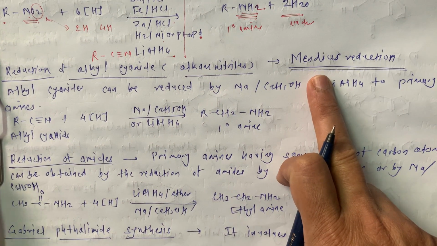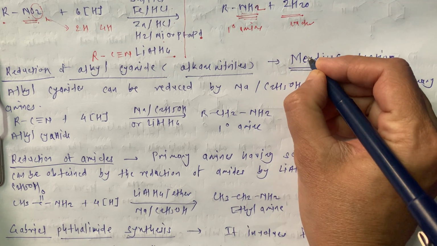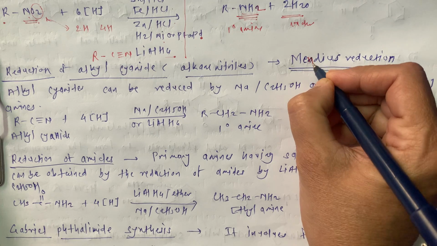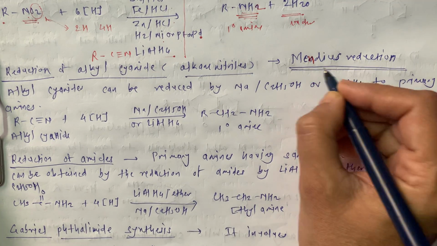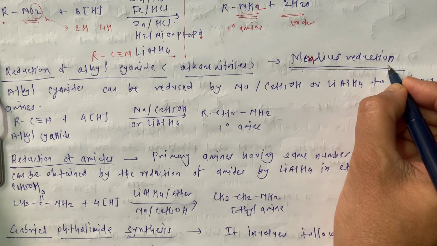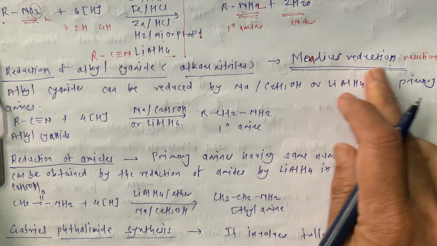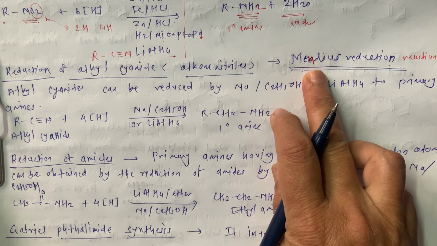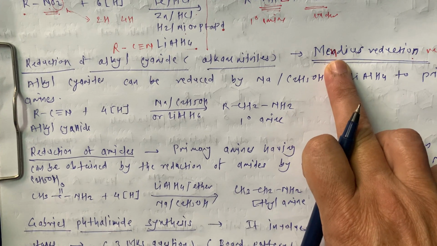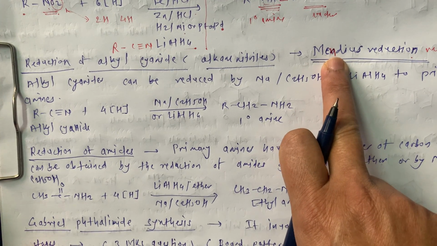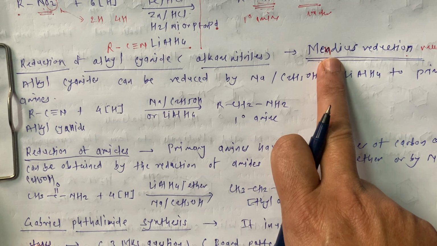This is one of the naming reactions, and the name of the scientist is Mendius, so this is known as Mendius reduction reaction. Please remember the name. In the board examination, they may ask you questions by using the name of the scientist, so remember all these naming reactions.